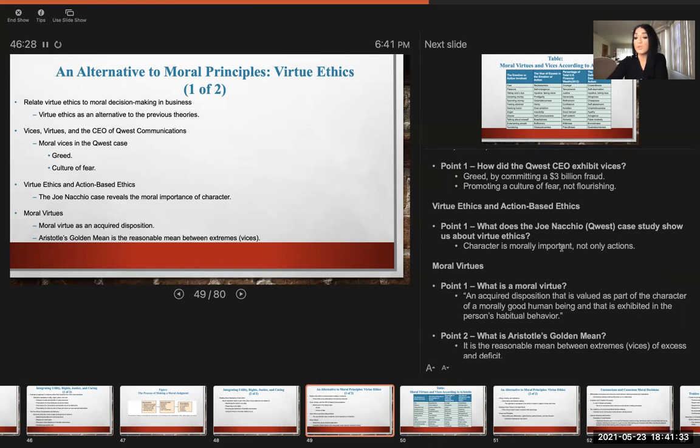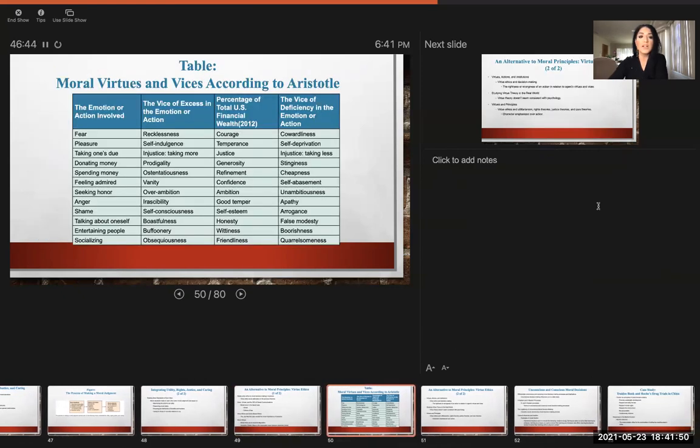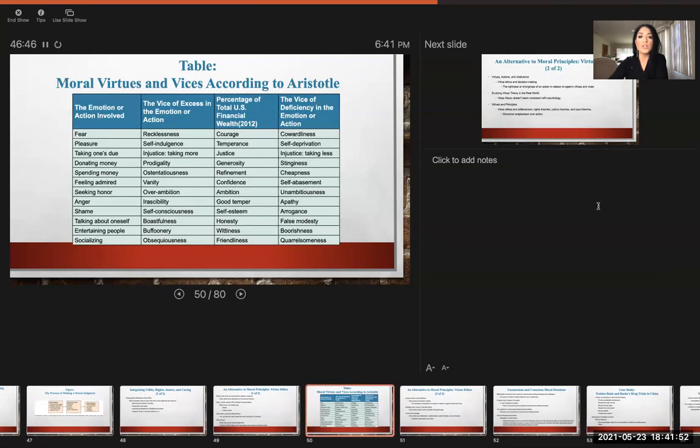What is a moral virtue? An admirable disposition that is valued as part of the character of a morally good human being and that is exhibited in the person's habitual behavior. So we look at Aristotle's golden mean. It's a reasonable mean between the extremes of excess and deficit. Here is a list of moral virtues and vices according to Aristotle for you. I won't go through it, but you can pause to watch and read through.